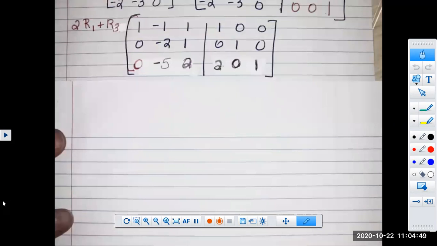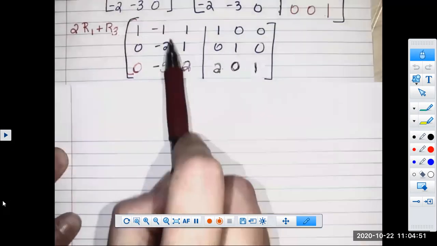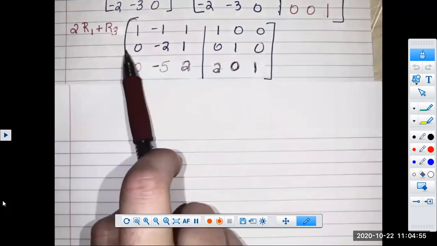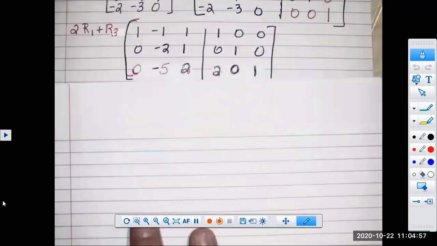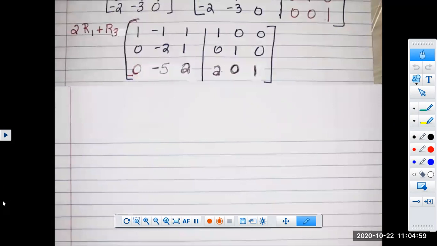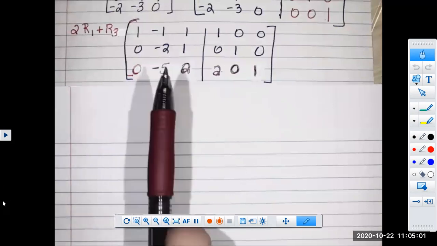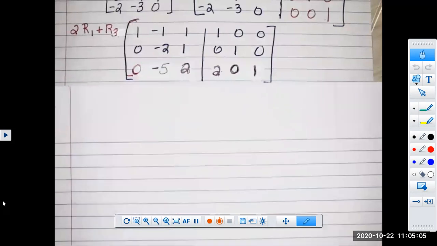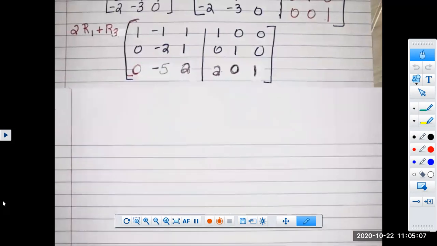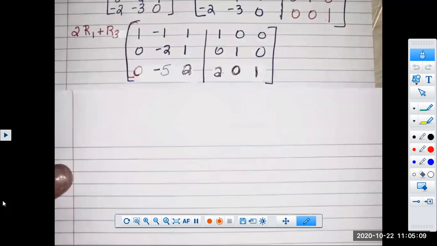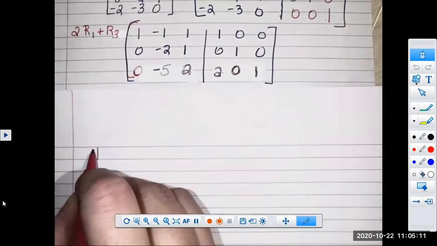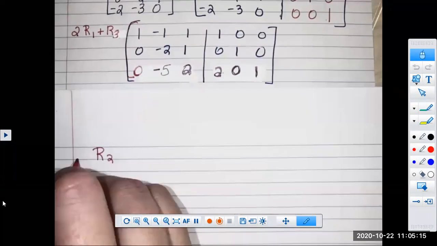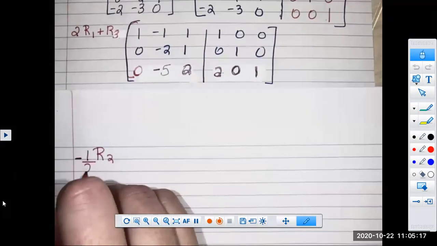All right, now let's focus on the second column. We want this to be 1, and those to be zeros. What could you go through row 2 and multiply by? How are you going to make this +1? We're going to multiply row 2 by -1/2.